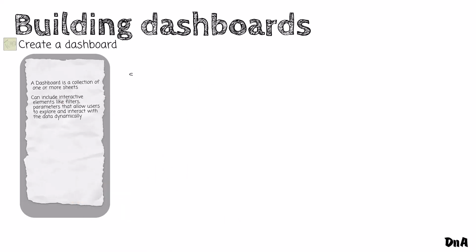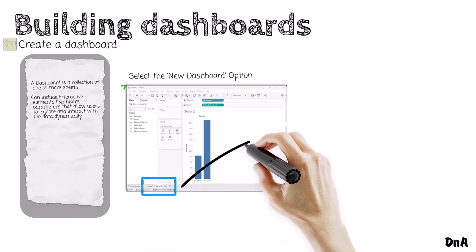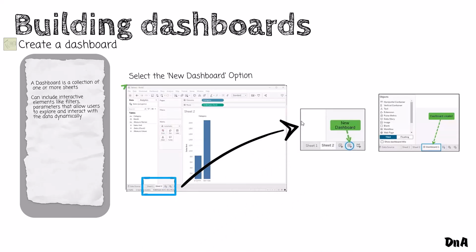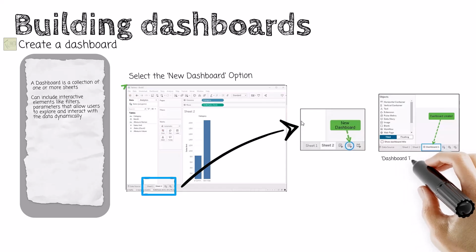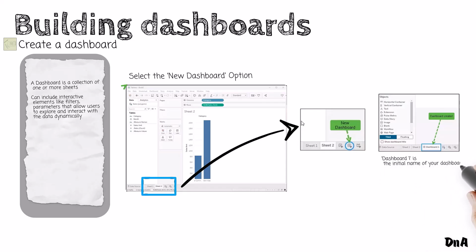We are now ready to create our dashboard with our bar chart. Select the New Dashboard option and a dashboard named Dashboard1 will be created. Next step, we are adding the bar chart to our newly created dashboard.